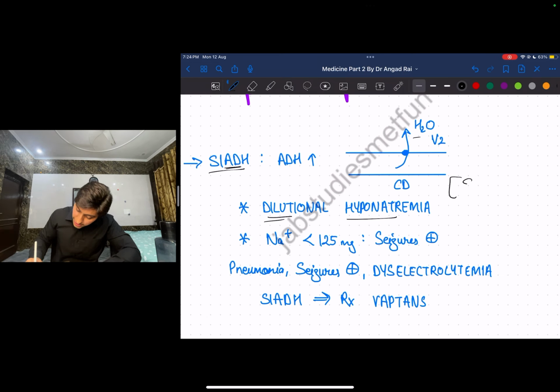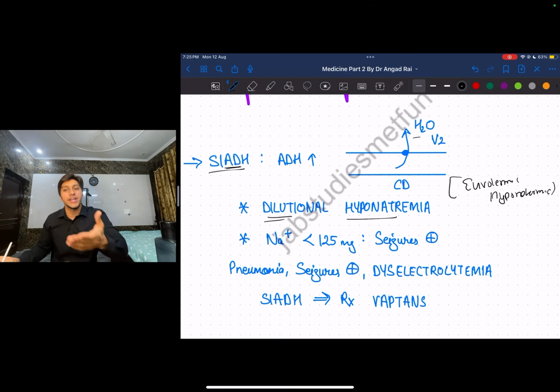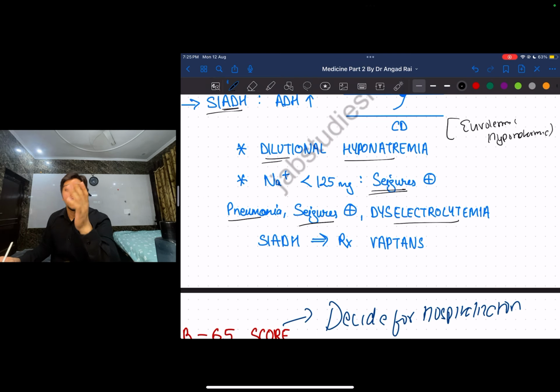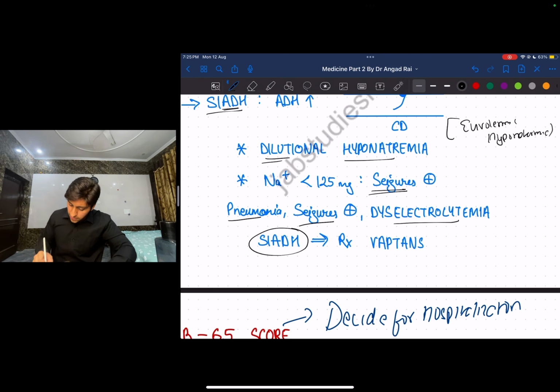If you see this, it is actually a euvolemic hyponatremia, which means the sodium is completely normal, but with respect to its surroundings, it is less. Now, because it is less relative to its surroundings, guys, whenever the sodium level is less than 125 milliequivalents, patients present with altered sensorium or seizures. So remember, guys, anytime pneumonia, seizures, dyselectrolemia and diarrhea are there, suspect Legionella pneumonia. Guys, for SIADH in pharma, you have to remember the drug of choice is always Vaptans. For a syndrome of inappropriate antidiuretic hormone, the drug of choice is going to be Vaptans.